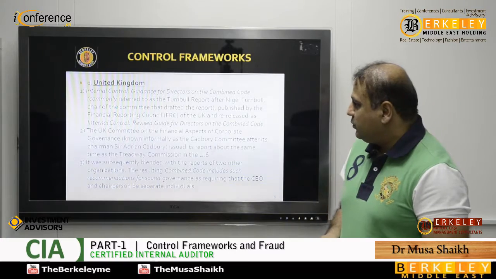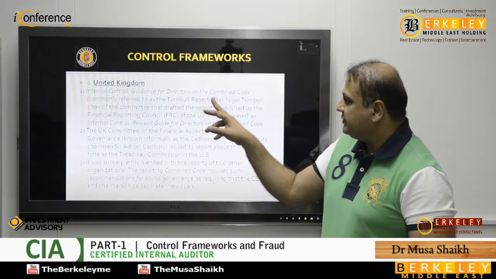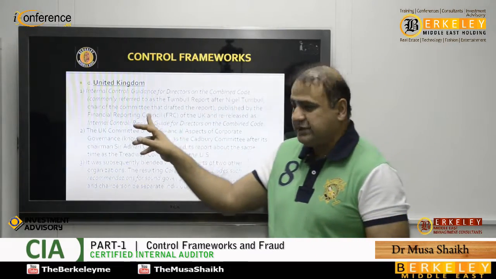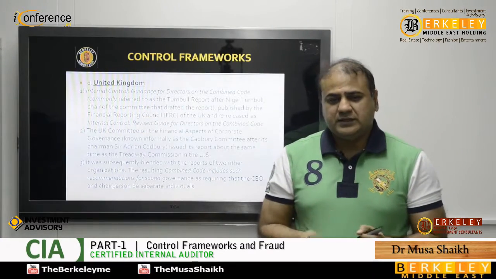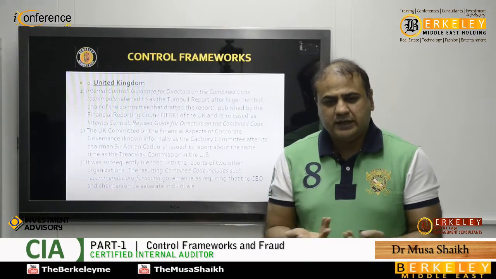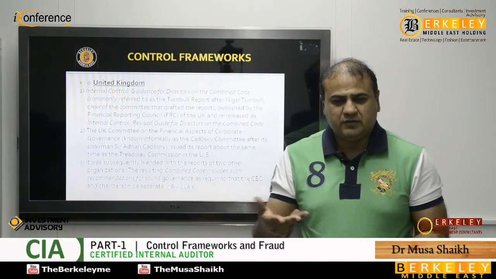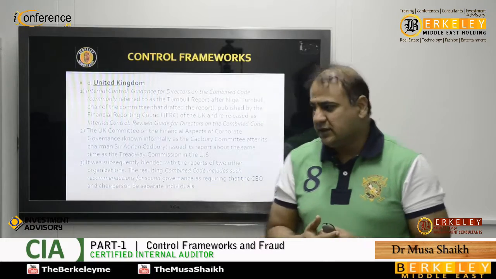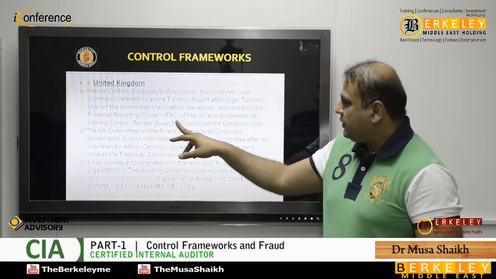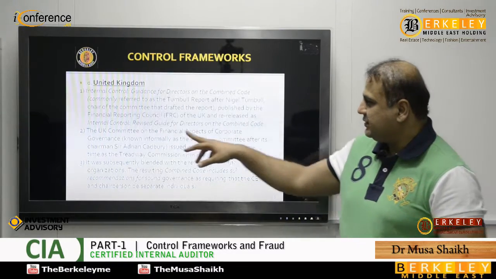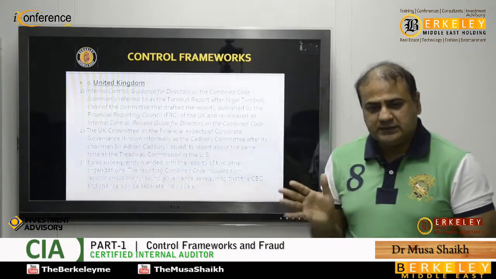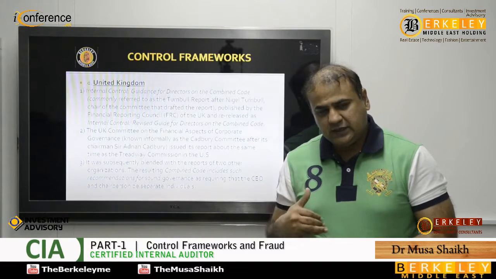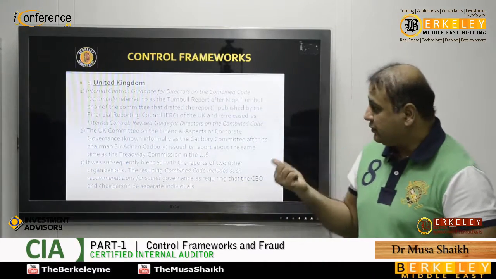In the UK, we have Turnbull, which is guidance for directors on the combined code, by the Turnbull report after Nigel Turnbull chaired the committee. Generally this is the trend in the US and UK, that the people heading the commission give their names to the legislation. For example, Frank Dodd, one senator, and Frank, an assistant senator. It was published by the Financial Reporting Council of the UK and released as internal control guidance. So it's just an introduction that there are certain control frameworks. COSO is one of them, COCO is from the Canadian Institute, and from the UK we have Turnbull.